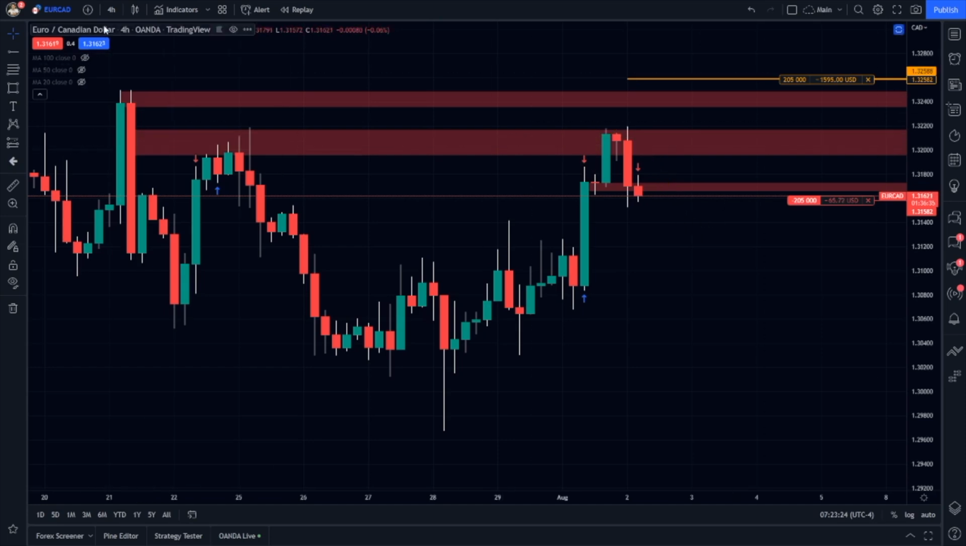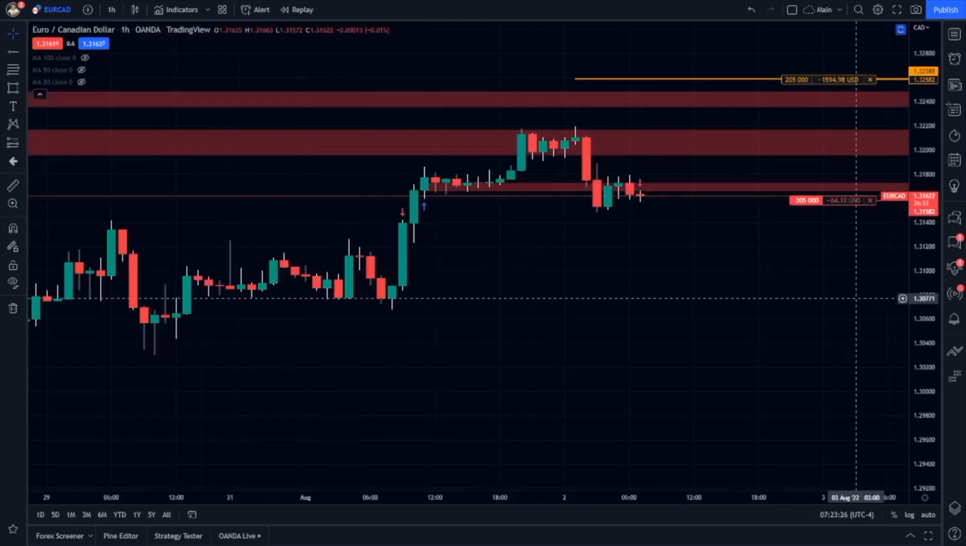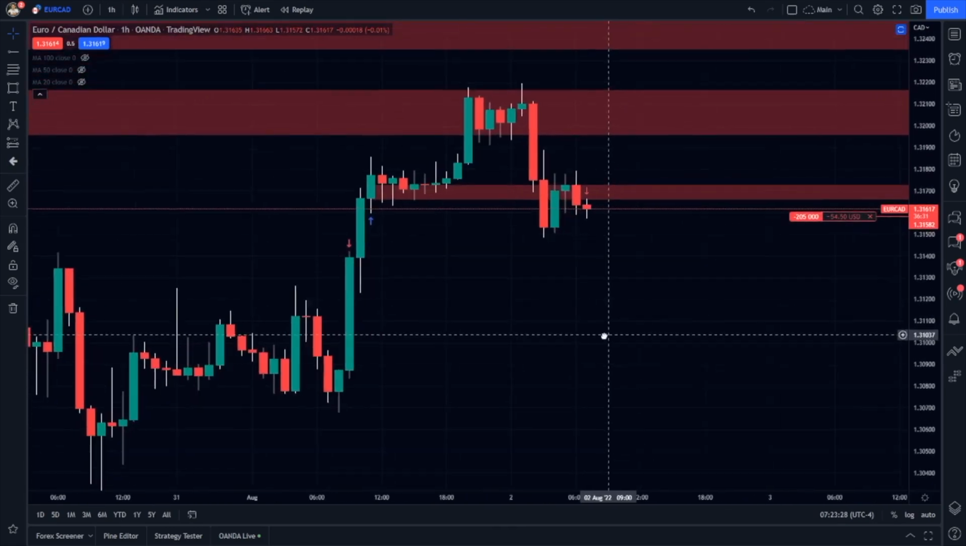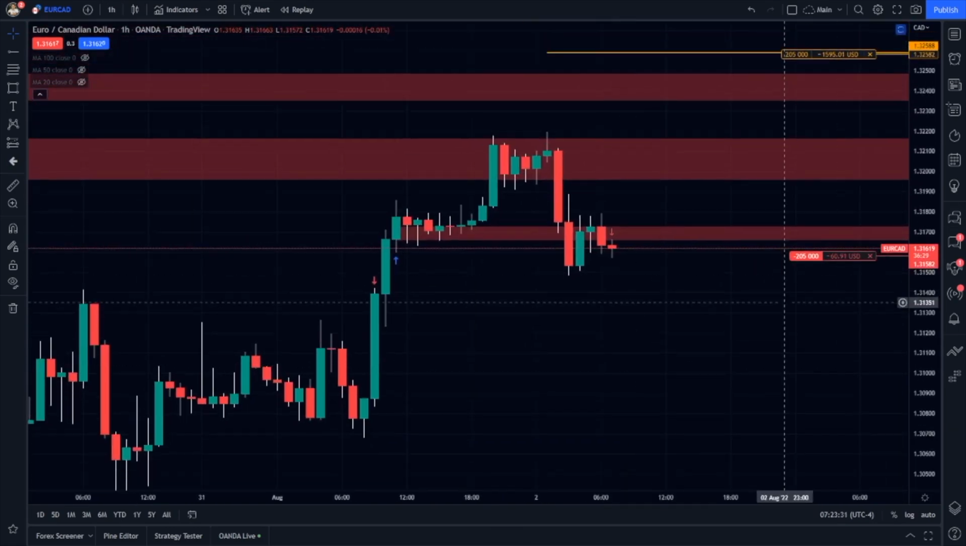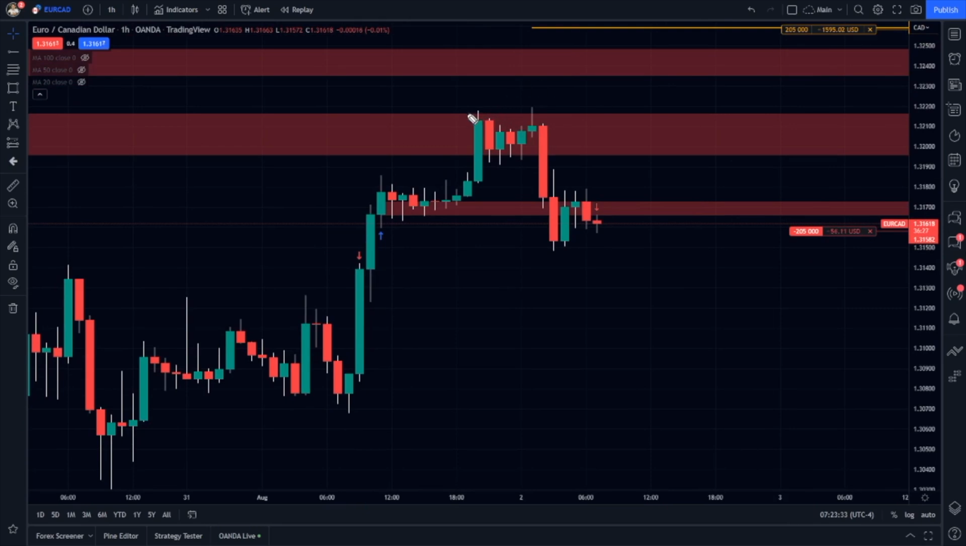Then I got down on my lower time frames and said, okay, now let's look for a potential entry. So this is the 1 hour chart. And what you can see is that not only did we get a rejection, we actually got a nice little double top there on the 1 hour chart, and then a sell-off breaking through levels of support here.